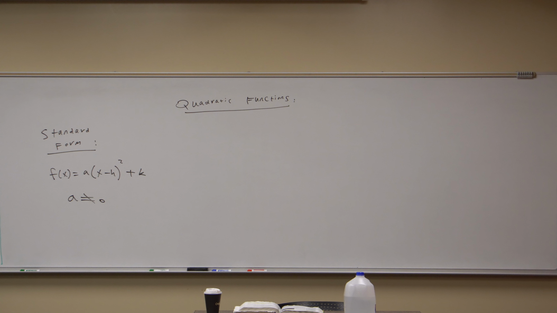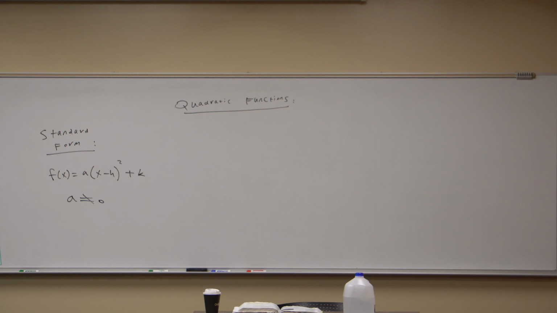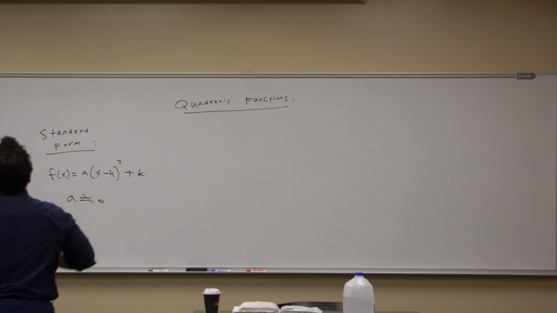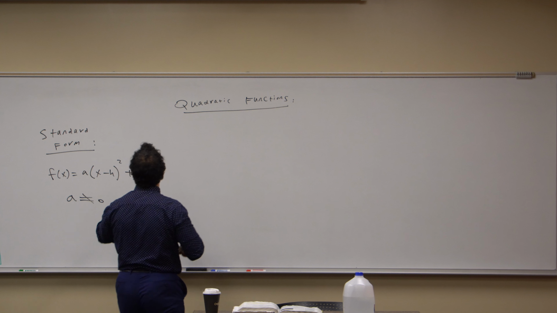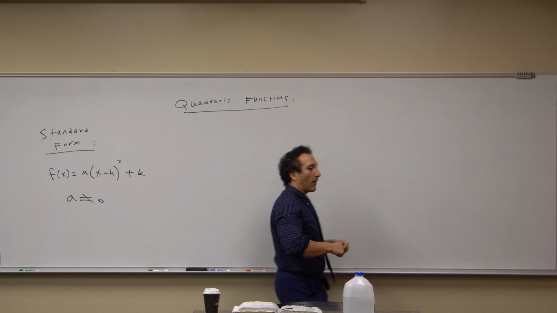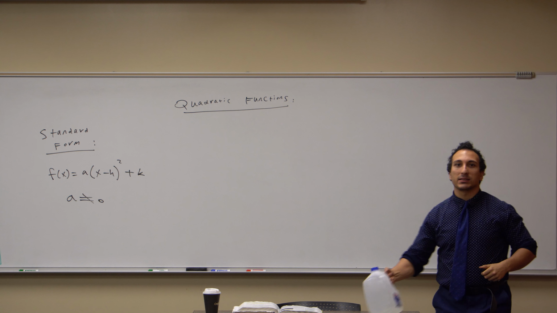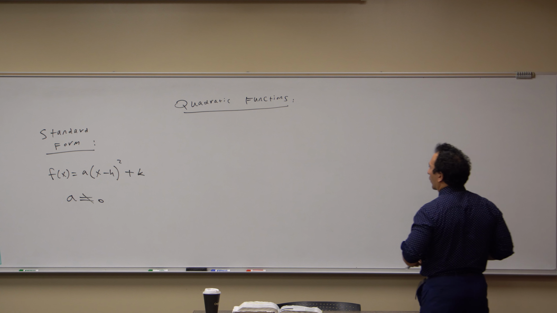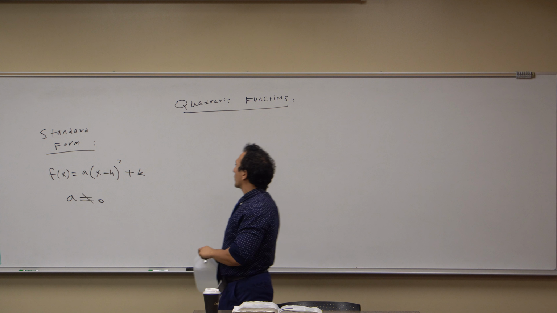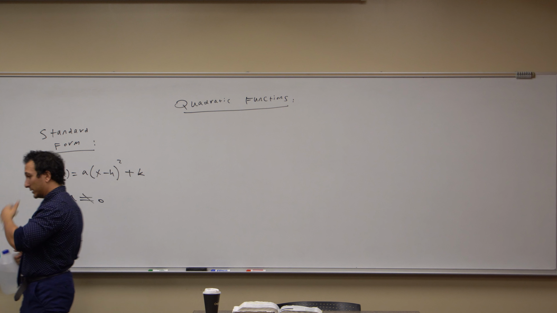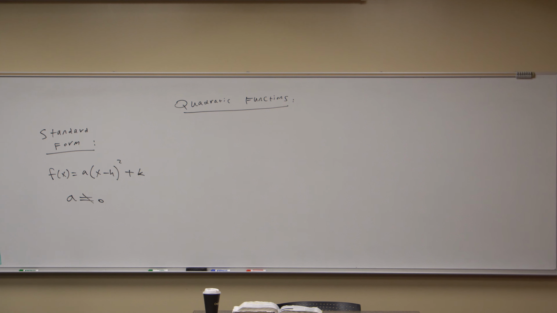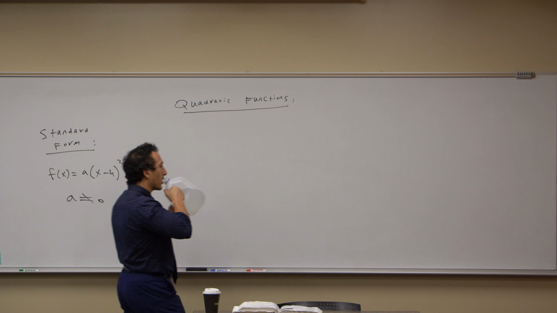Hello. Now, we're going to be talking about quadratic functions. Right here, you see a quadratic function in standard form. That means f of x is equal to a times the quantity x minus h squared plus k, where a does not equal 0. If a equals 0, then we wouldn't have a quadratic function.